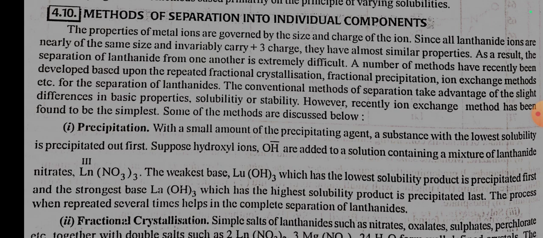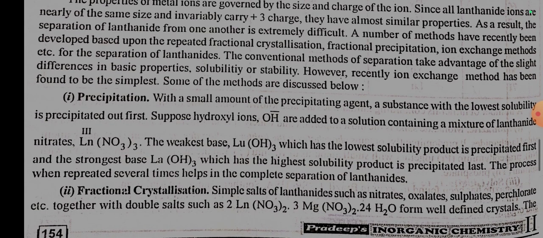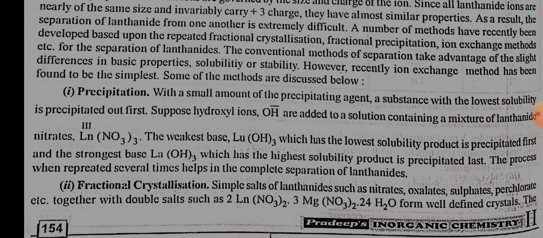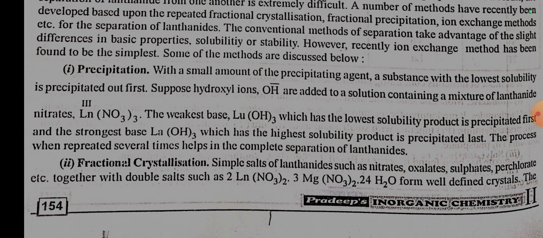A number of methods have recently been developed based upon repeated fractional crystallization, fractional precipitation, ion exchange methods, etc. for the separation of lanthanides. The conventional methods of separation take advantage of slight differences in basic properties, solubility or stability. However, recently the ion exchange method has been found to be the simplest. Some of the methods are discussed below.